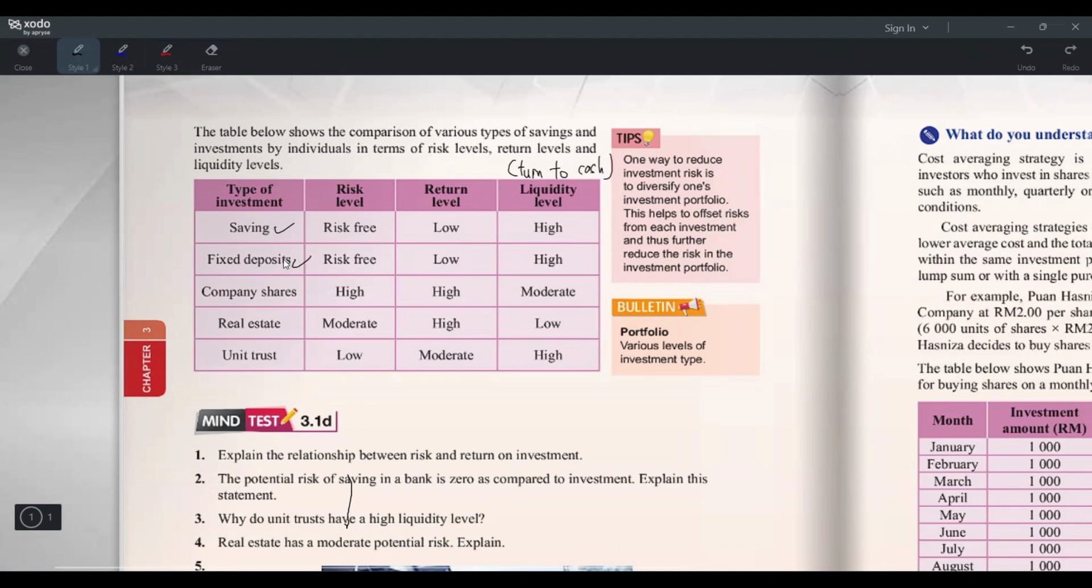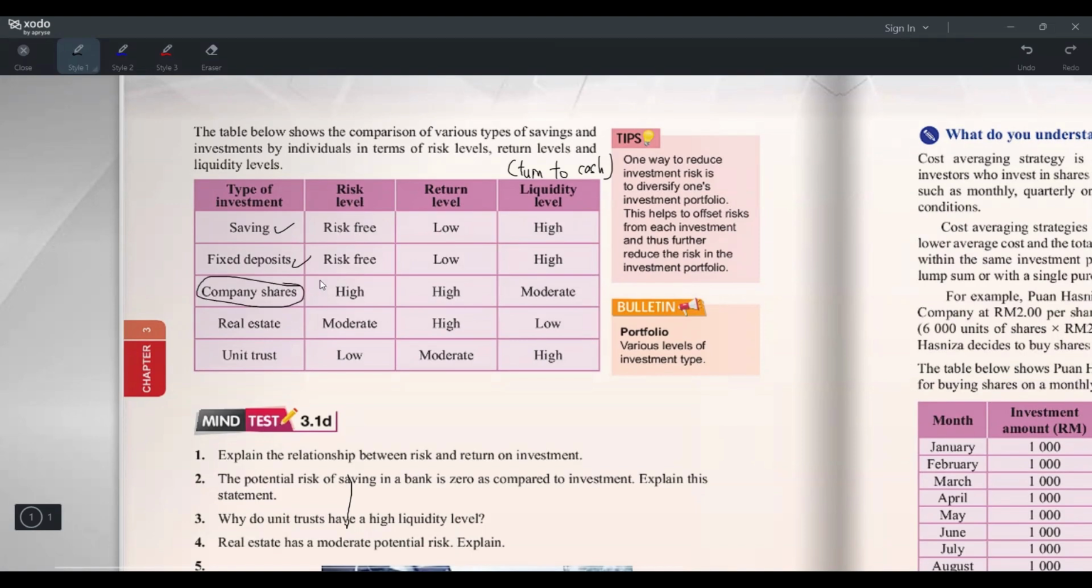Okay, so for savings and fixed deposit, the liquidity level is high. That means you can turn it into cash really easily. But the return level is very low. The return level means the profit. Yeah, the profit is very low. And the risk level is risk free.